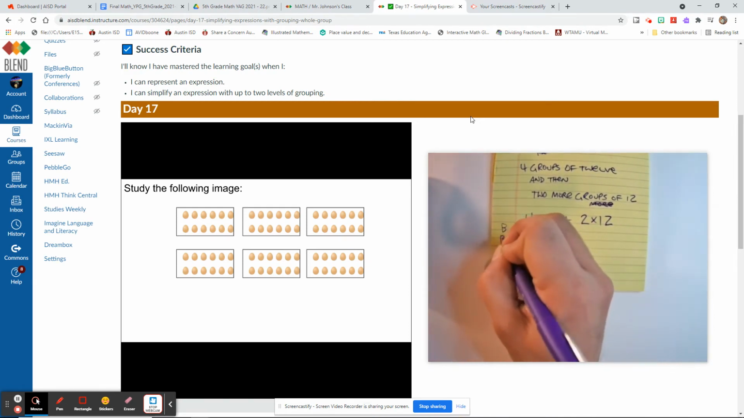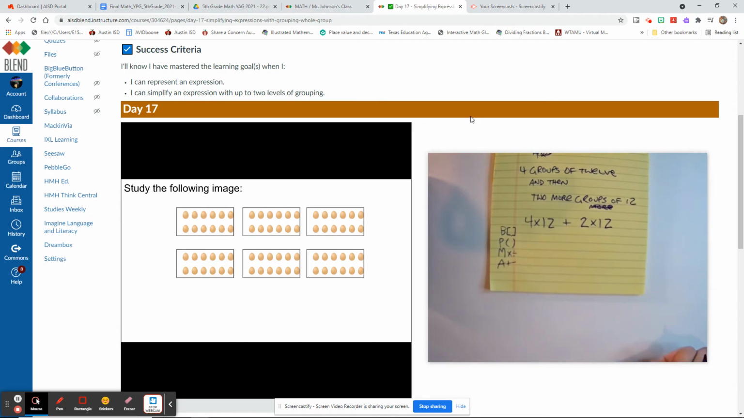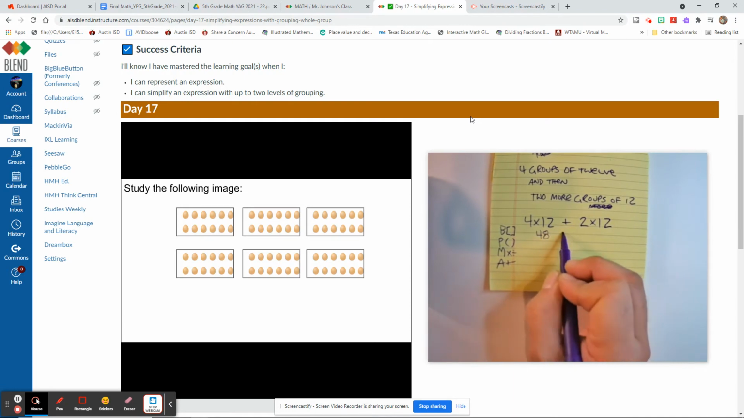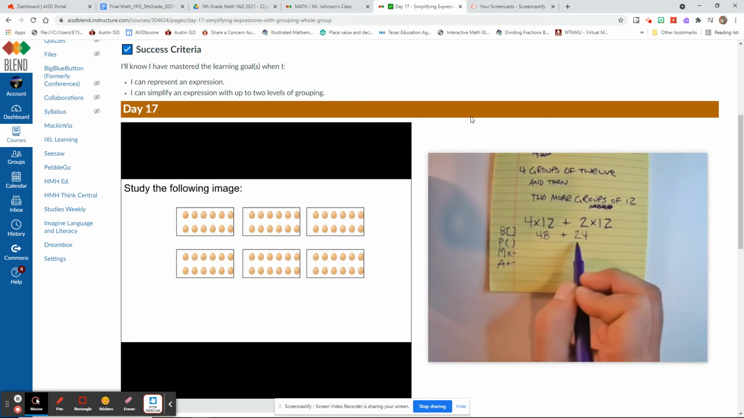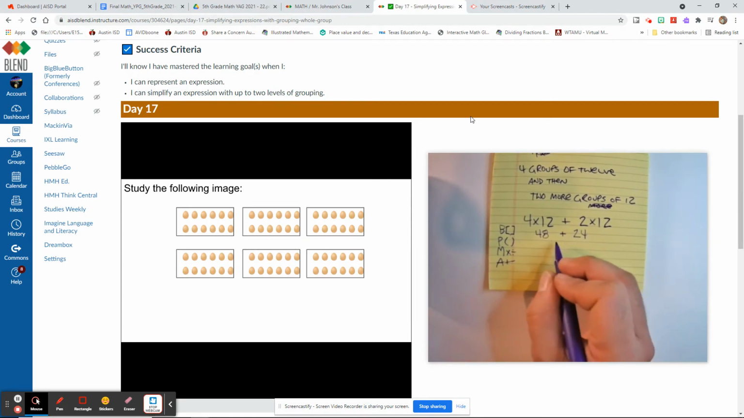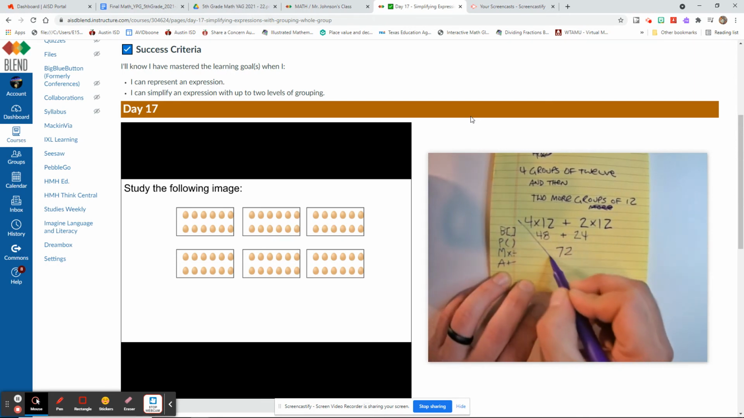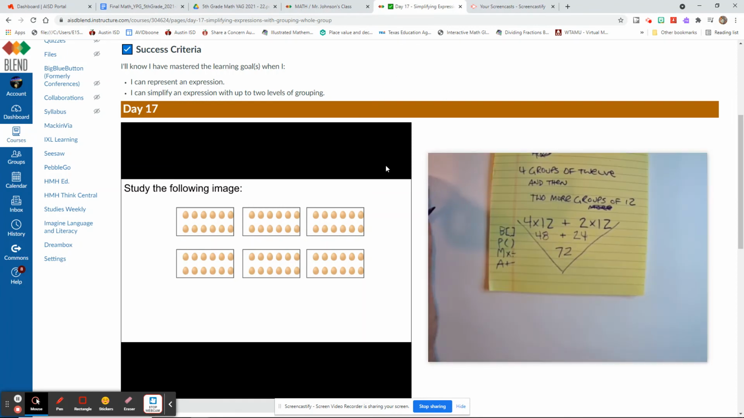Remember, we're going to use our order of operations, BPMA: brackets, parentheses, multiplication and division, and addition and subtraction. All right, so let's look at this. 4 times 12 is 48, plus 2 times 12 is 24. And then finally, if we add 48 plus 24, 8, 9, 10, 11, 12. And then 4, 5, 6 plus the 1 that we carried. So it looks like here we had 72 eggs. And if we actually counted the eggs in the picture, we would have 72. There's your math right there. Remember, that's called simplifying an expression.